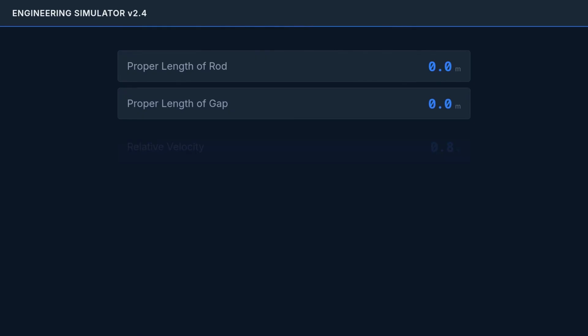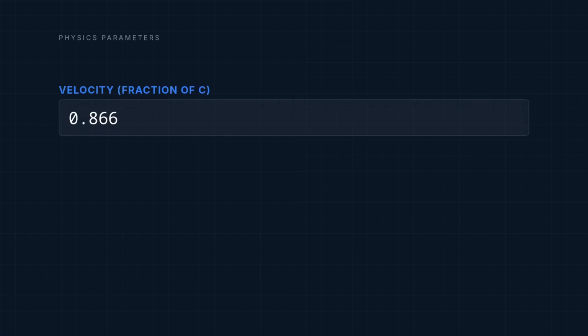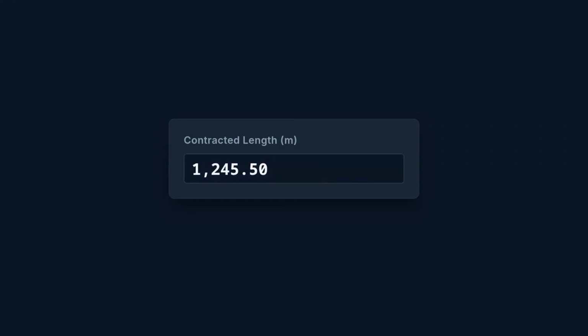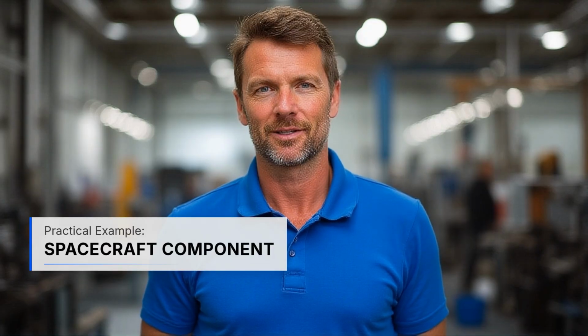The interface shows 5 input fields: proper length of rod in meters, proper length of gap in meters, velocity as a fraction of c, rod rest mass in kilograms, and a field for contracted length in meters, which becomes an output in this mode. Let's work through a practical example.